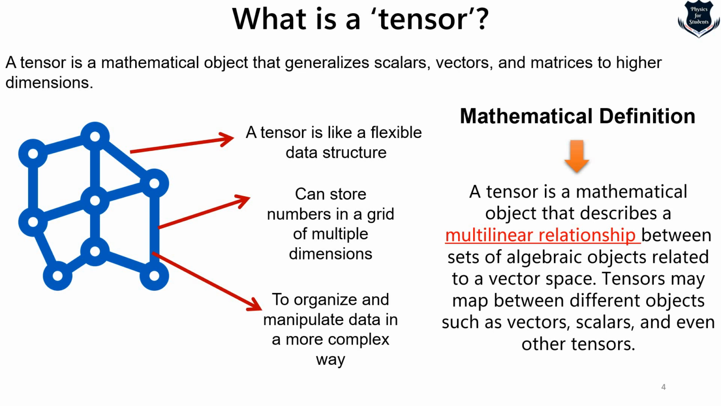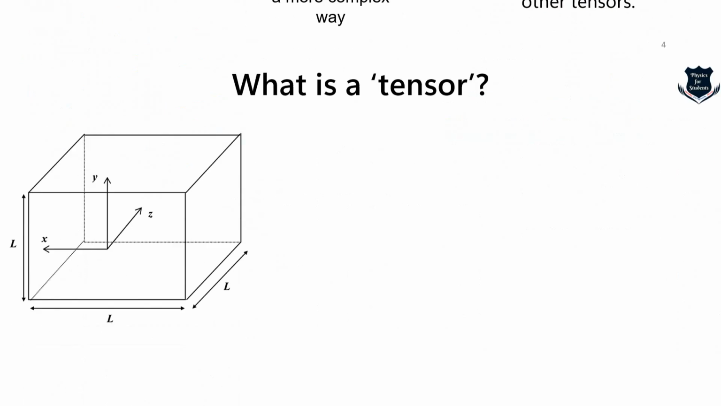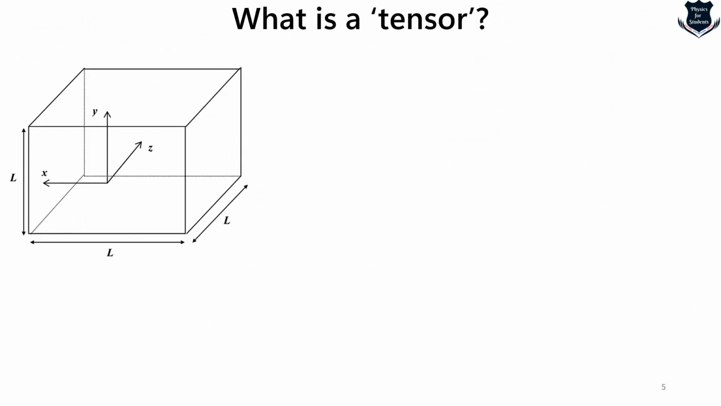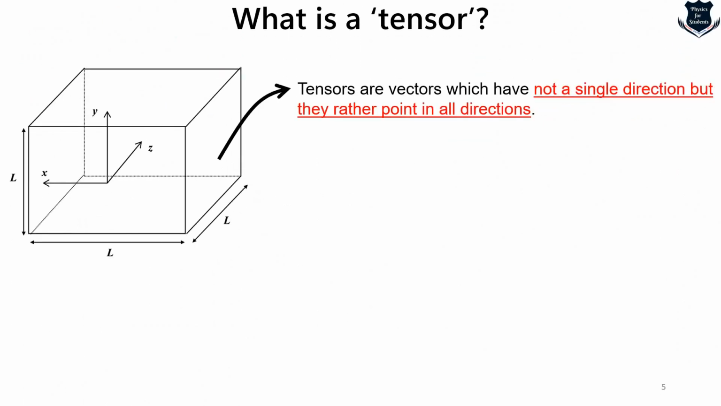Now, having understood basically what a tensor is, let us look into some of the important aspects, or characteristics, of tensors. First is that tensors are something like vectors, but they have not a single direction, rather they point into multiple directions.